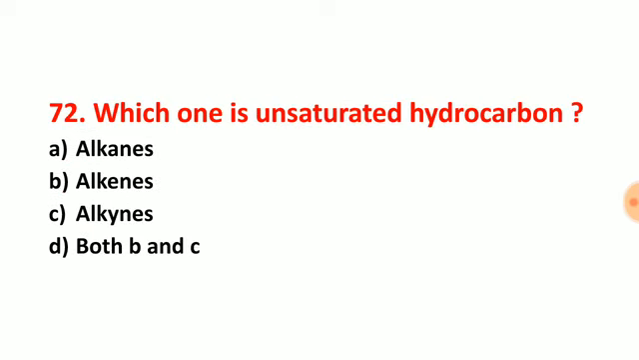Question number 72. Which one is an unsaturated hydrocarbon? Alkenes and alkynes are unsaturated hydrocarbons. So option D is the correct answer. Double bond and triple bond. A single bond is called alkane. A double bond between carbons is called alkene, and a triple bond is called alkyne.